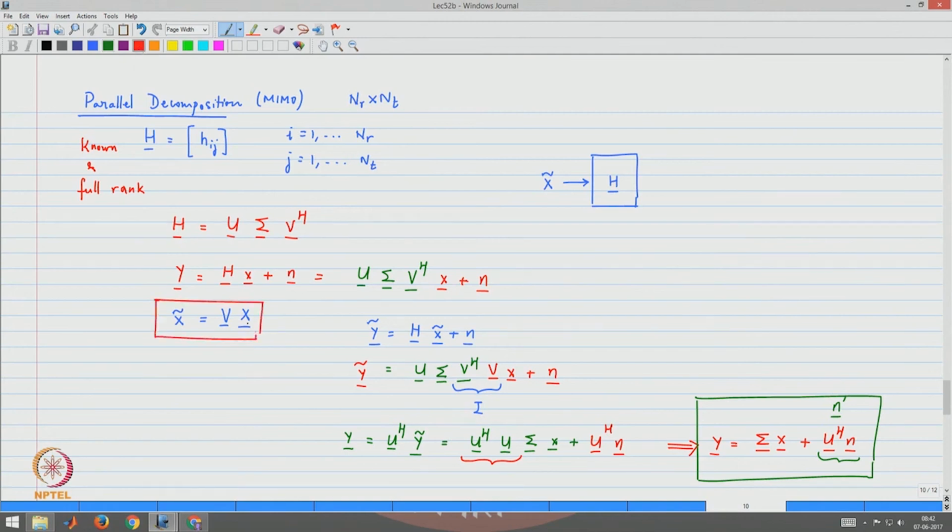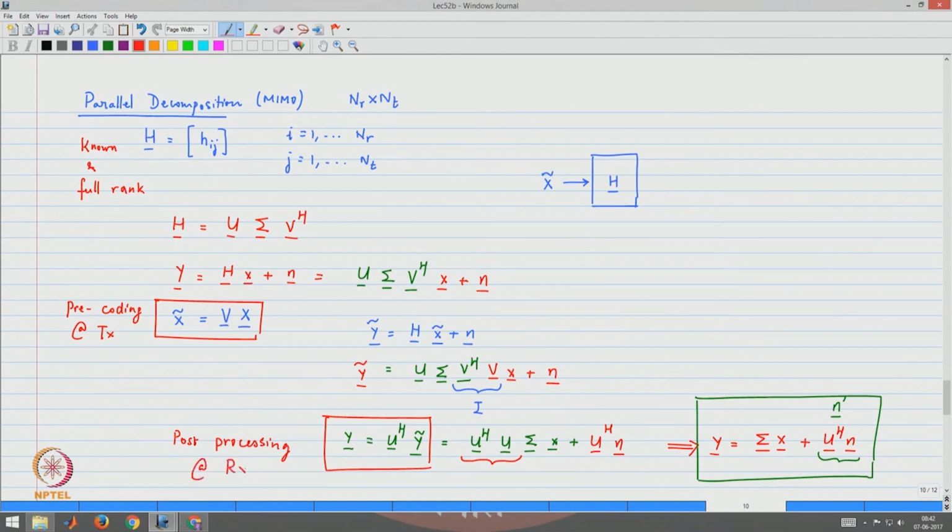This was a pre-coding at the transmitter. So, pre-coding at the transmitter, where we did V times x, and then post processing at the receiver, that was obtained at this step. Now, both of these are very simple steps, both of which are matrix operations based on matrices that are obtained from the singular value decomposition.